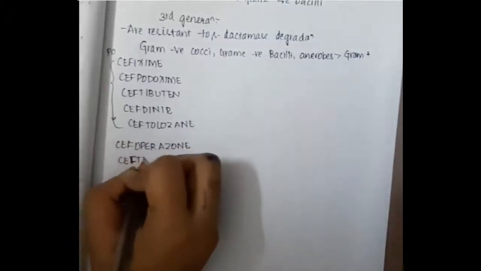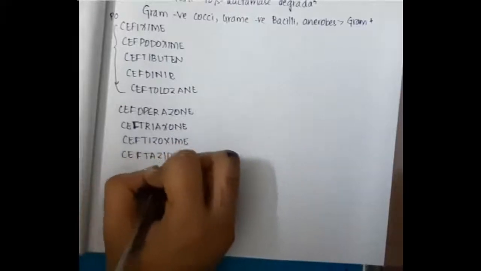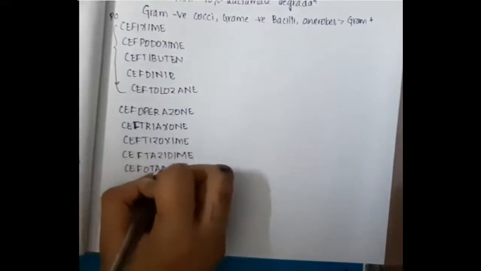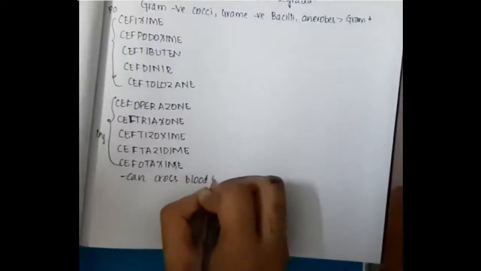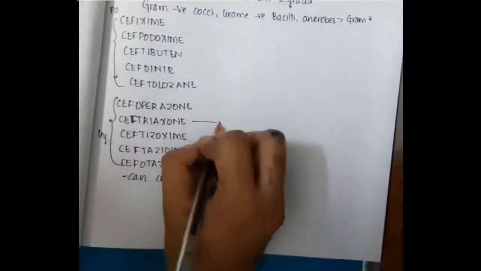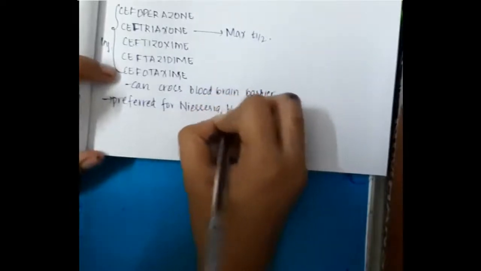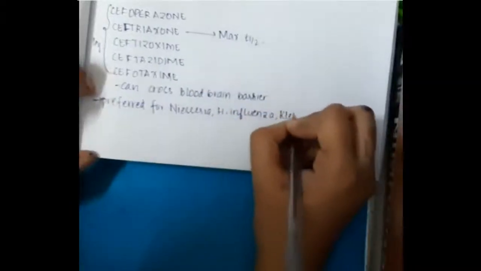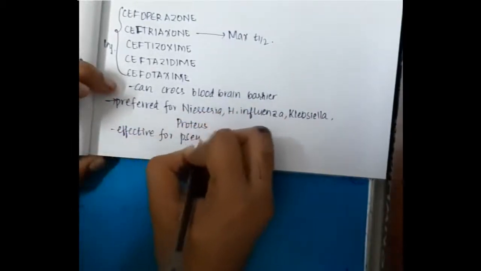These also include injectables like cefoperazone, ceftriaxone, ceftazidime and cefotaxime. So all these third generation drugs are injectables. Important points: these all can cross the blood-brain barrier. Ceftriaxone has the maximum half-life, and third generation drugs are preferred in Neisseria gonorrhoeae, Haemophilus influenzae, Klebsiella and also in Proteus.